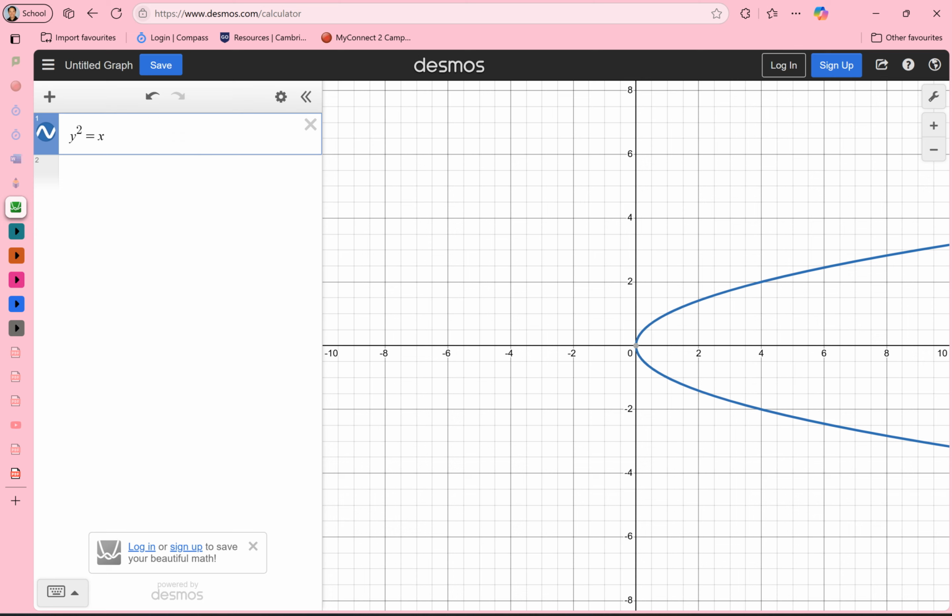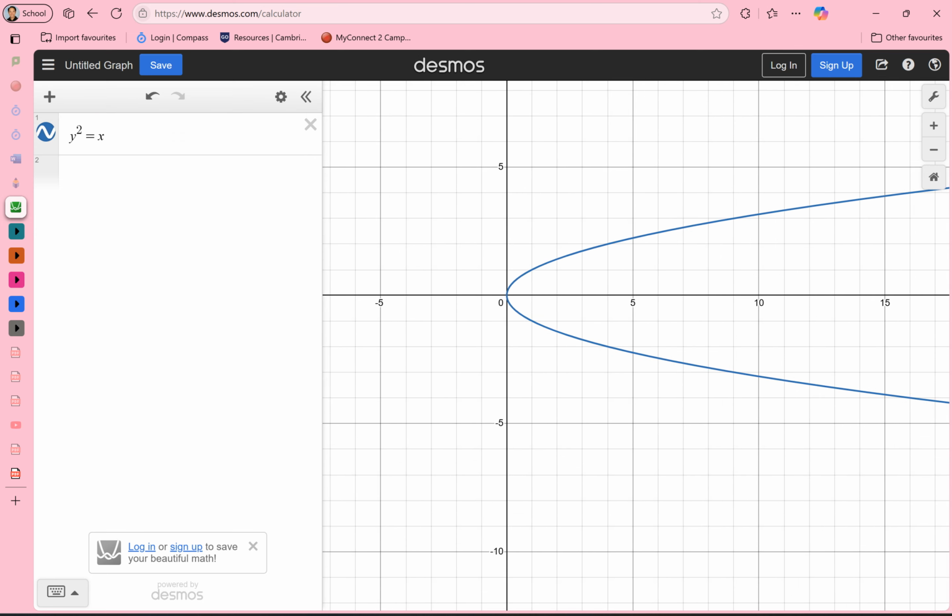y squared equals x. Can you see how it kind of looks like a parabola, but it's just on the side? So normally we have y equals x squared. What's interesting is if I square root both sides, this will now give me y equals the square root of x. True, by square rooting both sides. So technically this one should equal to this one. But notice, if I take this one off, I only get half of it.